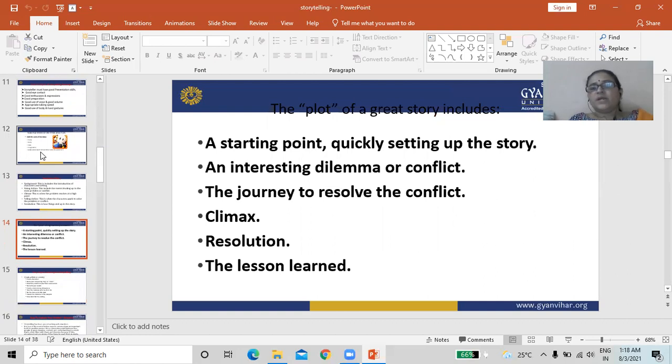The plot of a great story includes a starting point, quickly setting up the story, and an interesting dilemma or conflict. The journey to solve the conflict. Climax. Resolution. The lesson learned through the story.